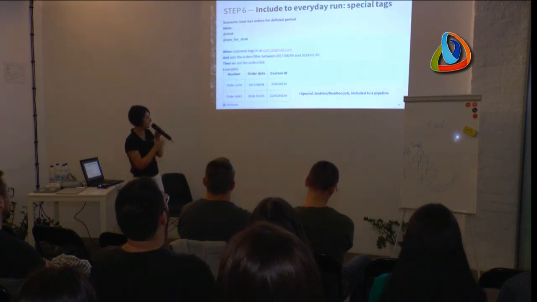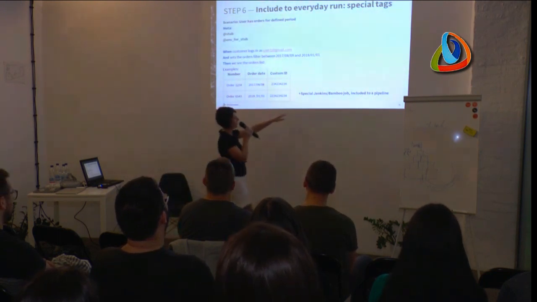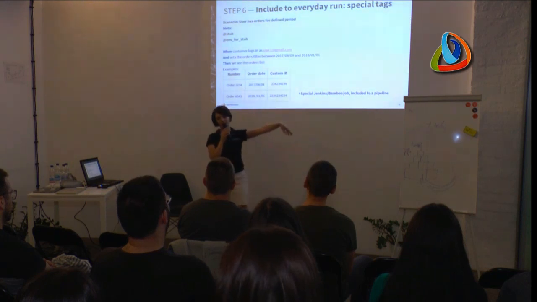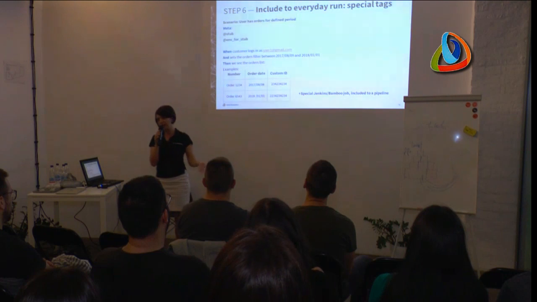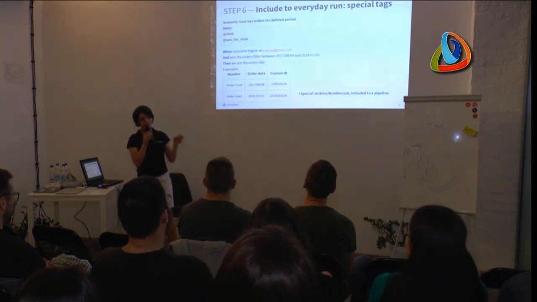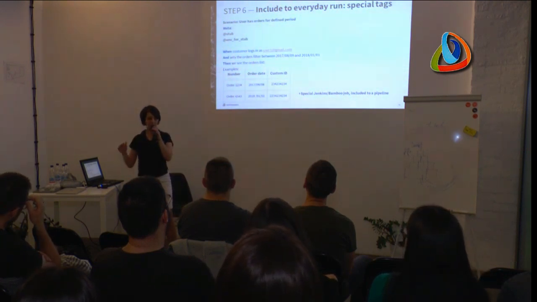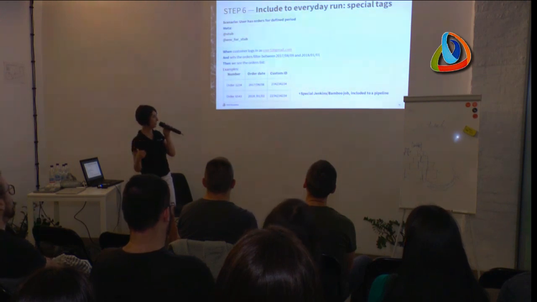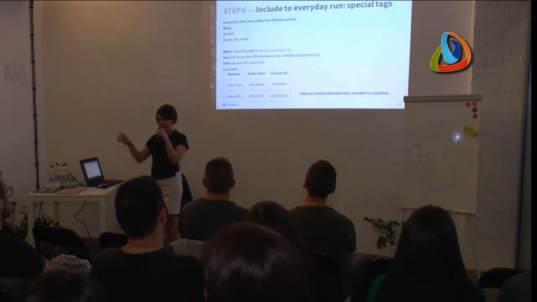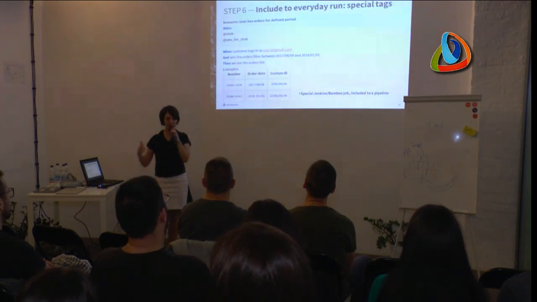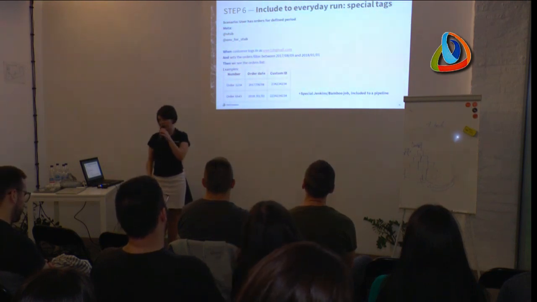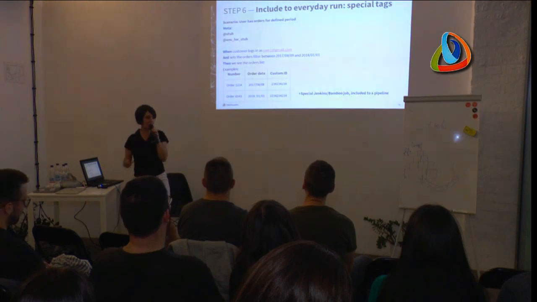And we can create a special Jenkins or Bamboo job and include it to our pipeline, and this job will be run every night for the stub. Okay, on this step, what do we have? We have a stub, we have not ready application, and we have stub tests that are included to our everyday run. But what should we do when the application will be ready?